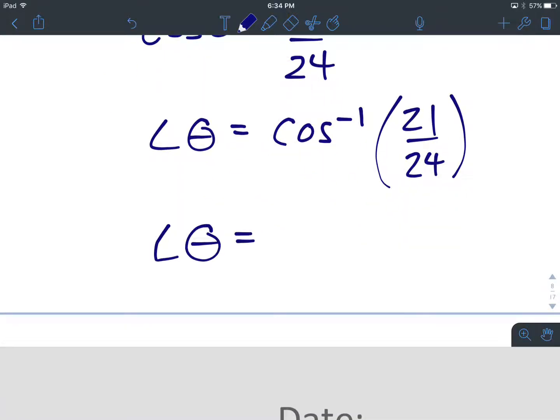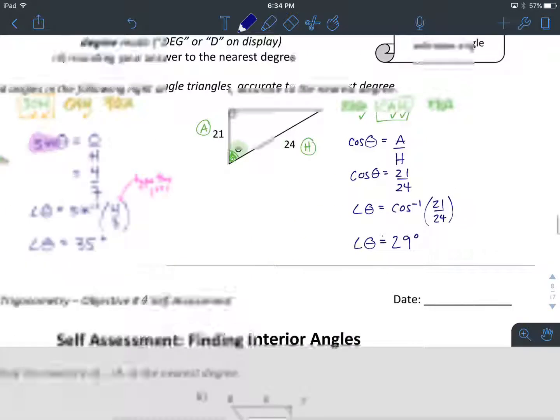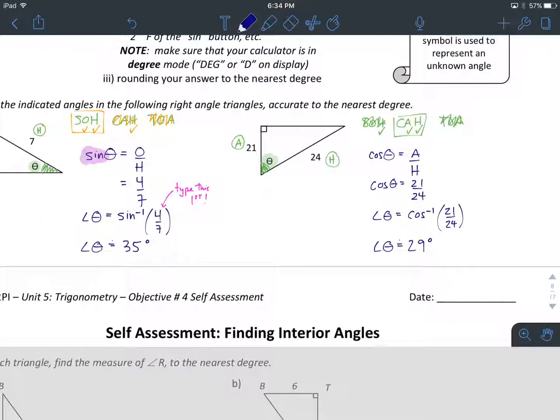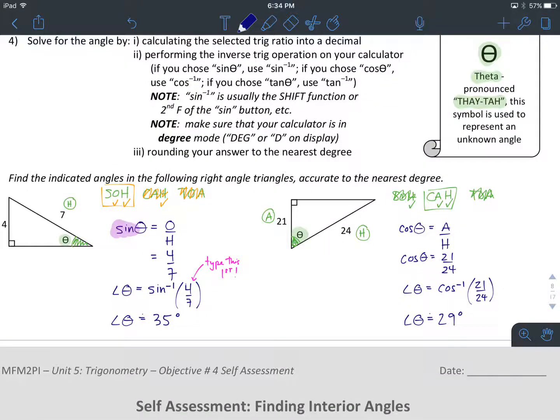So as I said, on my calculator I'm going to type in 21 divided by 24, and that gives me a fairly small number actually, 0.875, and I'm going to take the inverse cos of that number. And it gives me 28.955, so I'm going to round that to approximately 29 degrees.